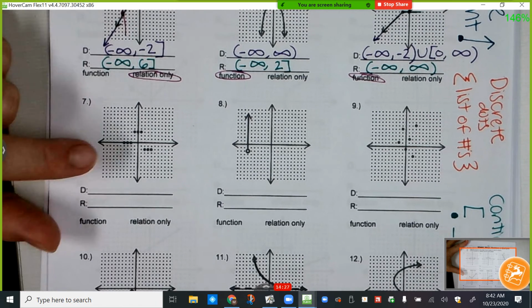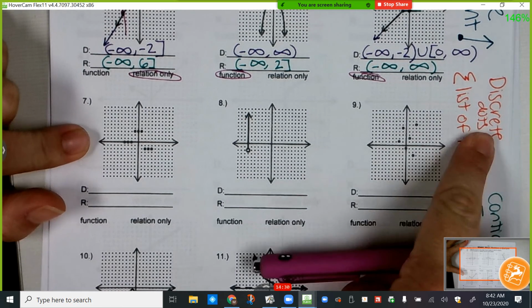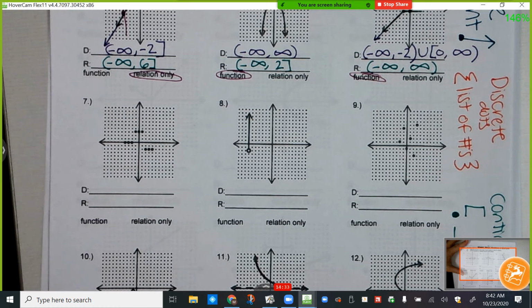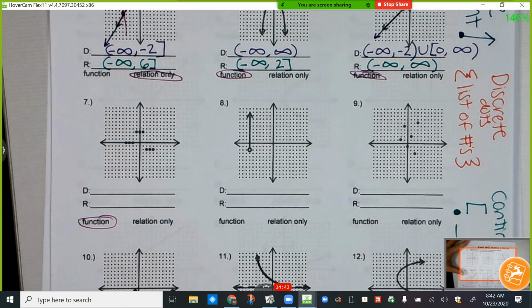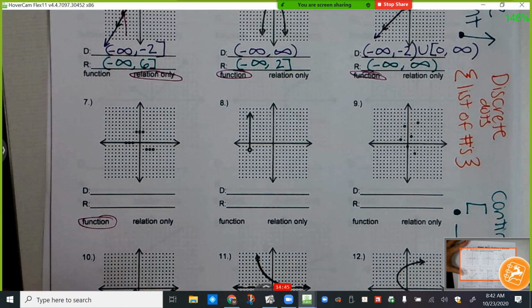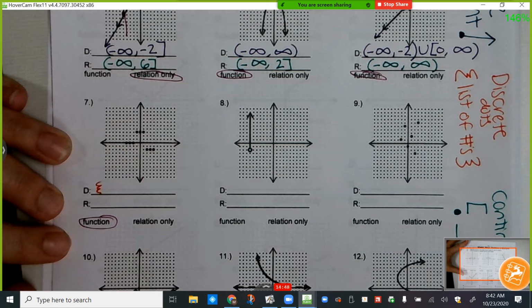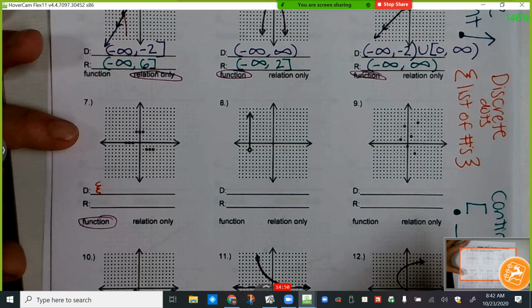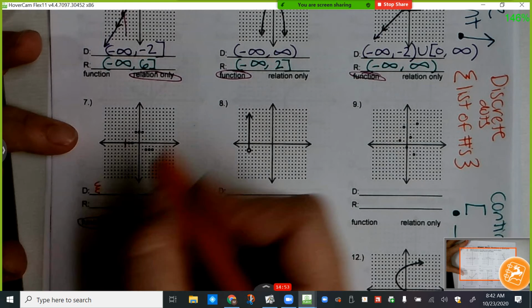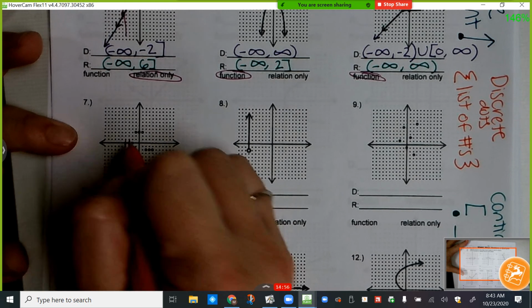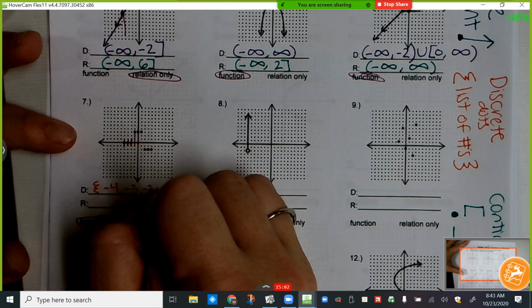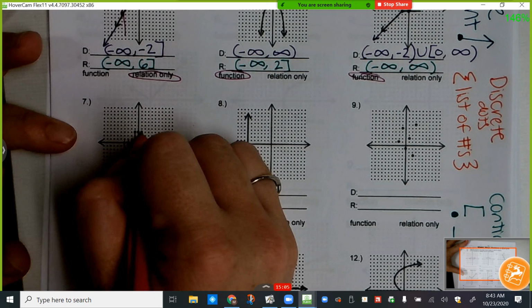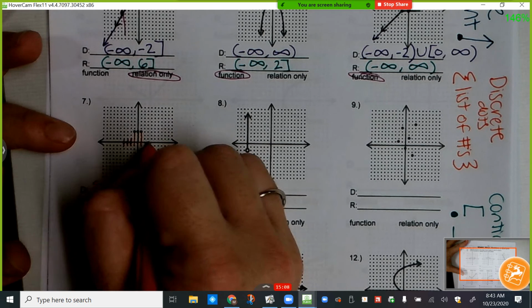Okay, what kind of graph is this? Discrete. Okay, so knowing that, we're going to use fancy brackets and have a list. Is it a function or a relation only? It's a function. None of those dots line up with the other vertically. Okay, so we know it's a function. But we're going to use these fancy brackets and we're going to list what x values these dots use. So what's that furthest left dot? Negative 4. The next one? Next one? 0, positive 1, 2, 3, 4.